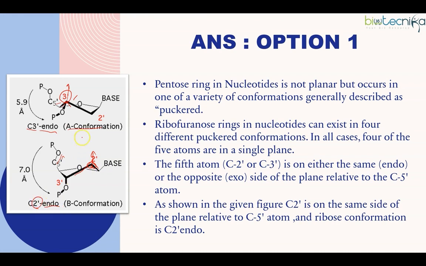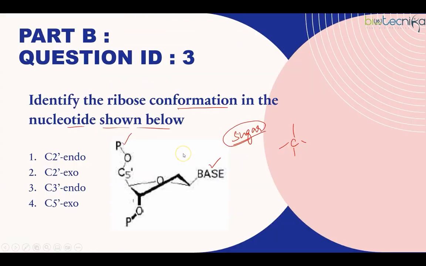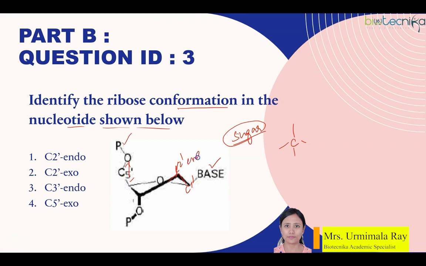Now observe that what is 3 dashed endo is also 2 dashed exo because the 2 dashed is out of the plane here. And what is 2 dashed endo is also 3 dashed exo. So this is what we observe: 2'-endo in B conformation, or we can also say 3'-exo is also observed in B conformation. Now here they have given clearly, we can see this is the C1 dashed, this is the C2 dashed. So C2 dashed is in line with the C5 dashed. So this is C2 dashed endo, and this is also C3 dashed exo.